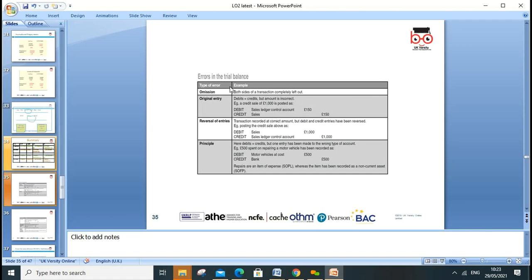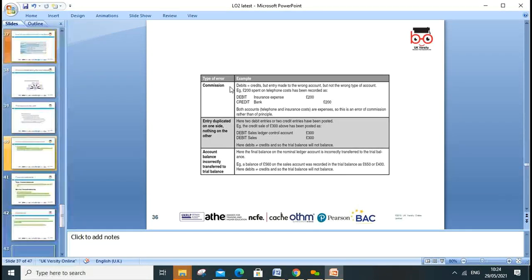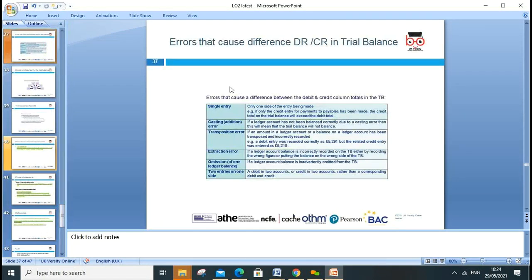So we need to look around those, and that can be an error of principal, or an error of commission. Yes, wrong account, wrong person. Maybe we record the wrong amount, or there can be duplicate entries, or the account balance is incorrect. So these errors we need to adjust. Errors cause a difference in the debit and credit in the trial balance, so we need to make adjustments.